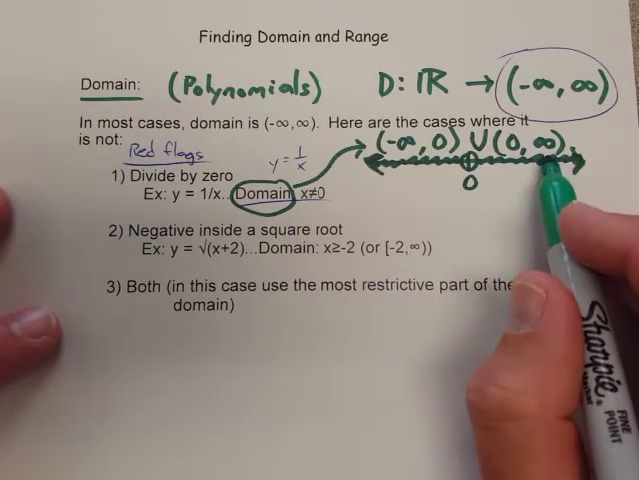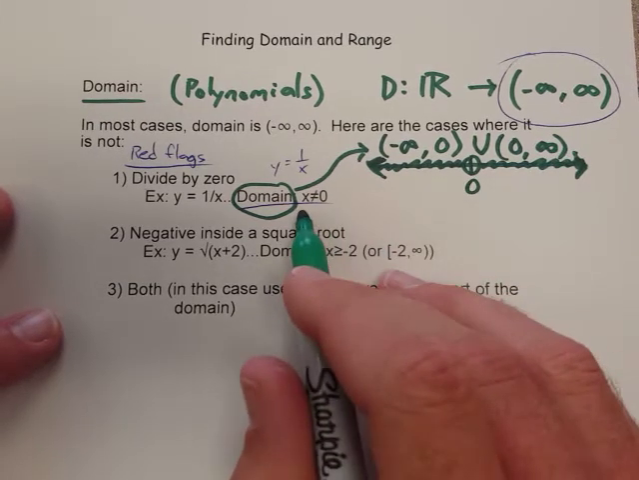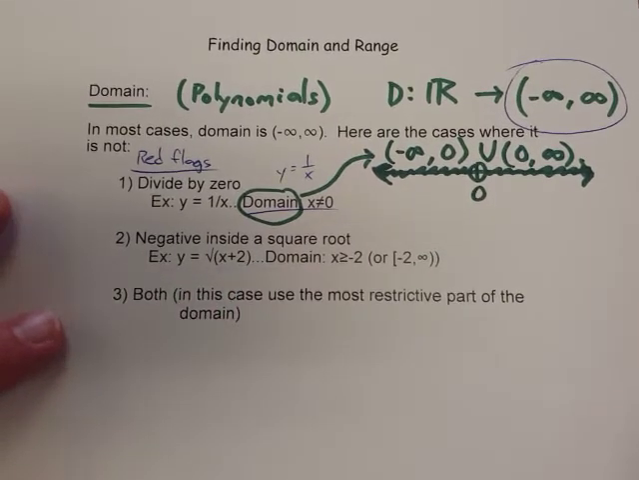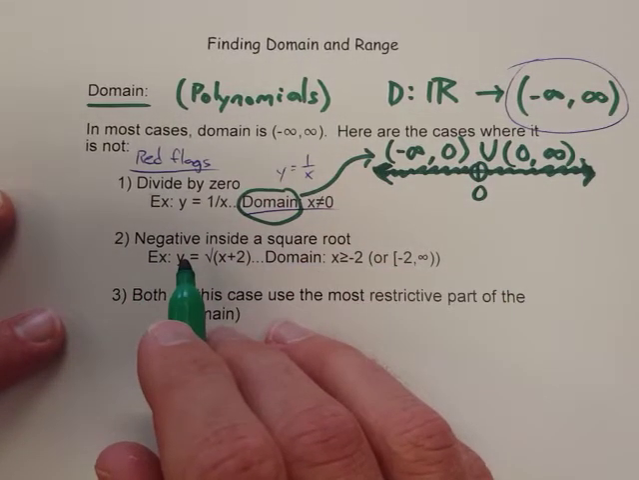This is the positive way to word it. This is the negative way. We're going to use the positive way. Moving along. Number 2 is negative inside a square root.